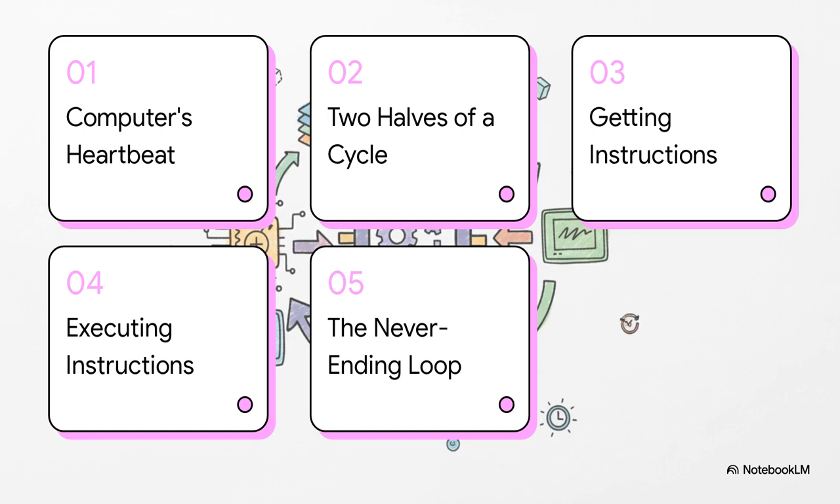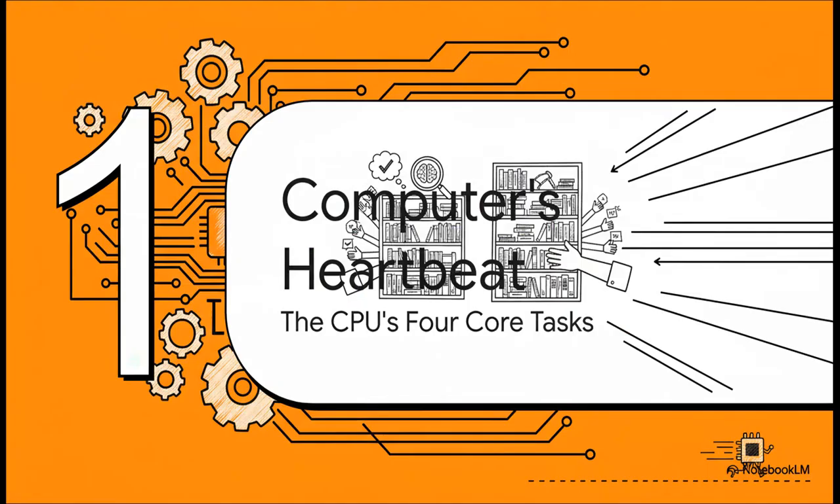All right, so here's what we've got on tap. We're going to look at the computer's heartbeat, see how it's split into two halves, figure out how it gets instructions, and then how it puts those instructions to work. And we'll wrap up with the never-ending loop that makes it all possible. So let's start with an analogy.